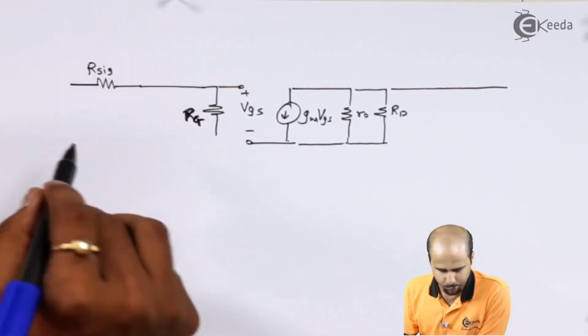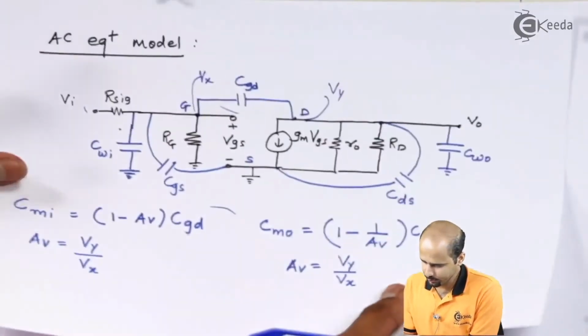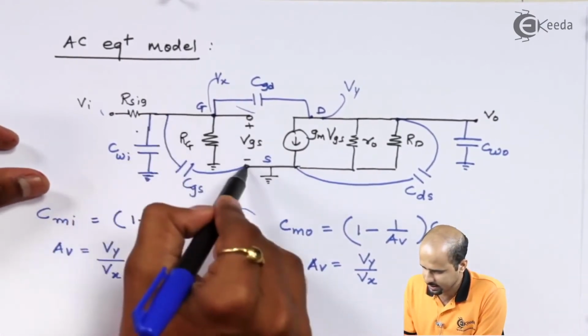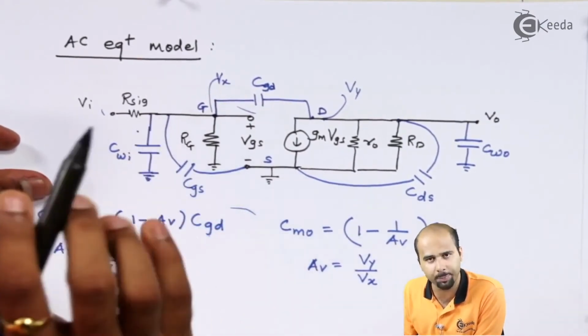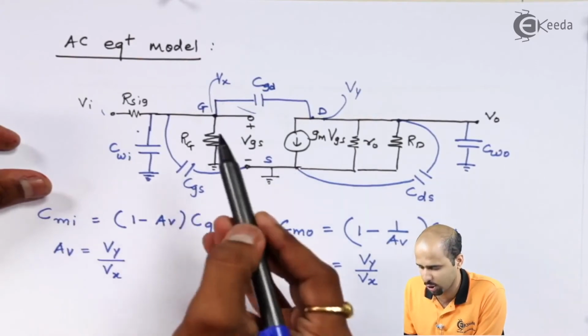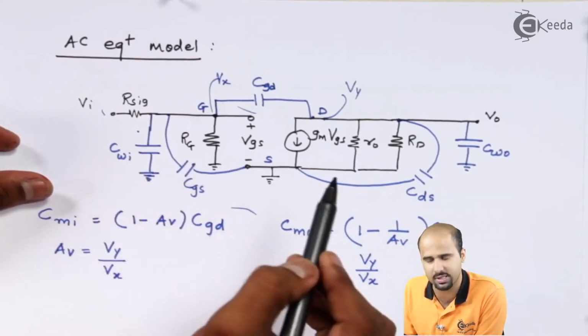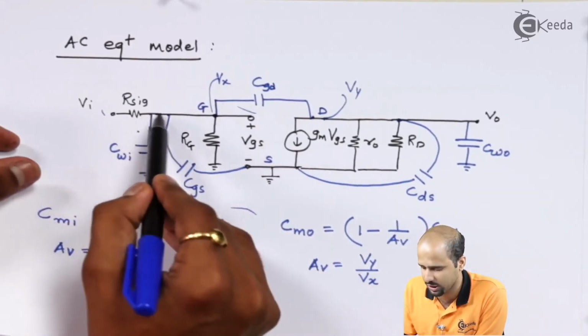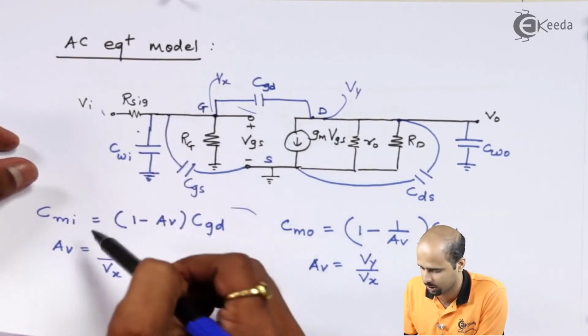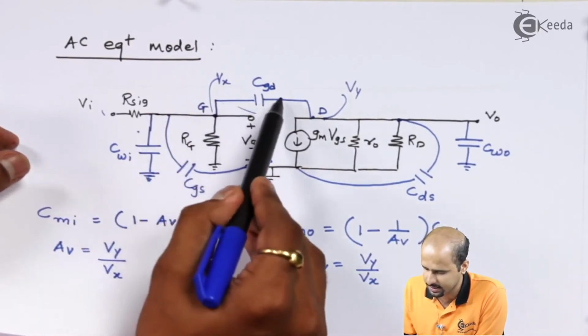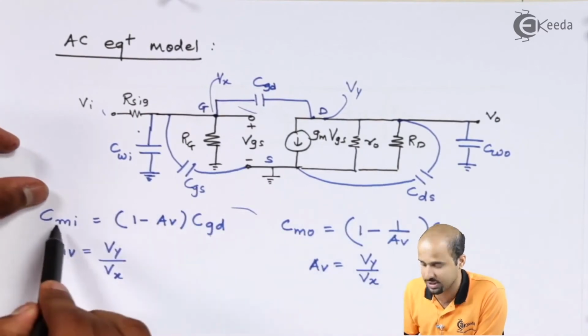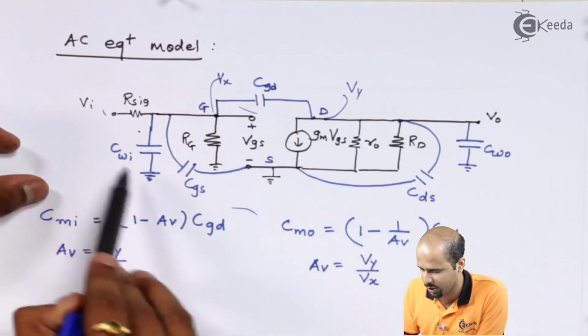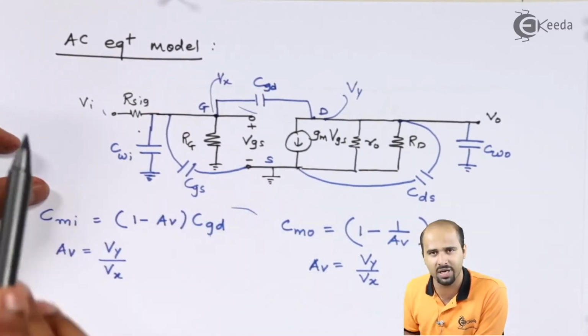Okay, so I can say that this CGS and this CWI are in parallel, because S is already connected to ground and CWI is also connected to ground, and both have another terminal as a common terminal. Similarly, this CGD, when it comes to the input side, becomes CMI. Now I can say that CWI, CGS and CMI are in parallel.